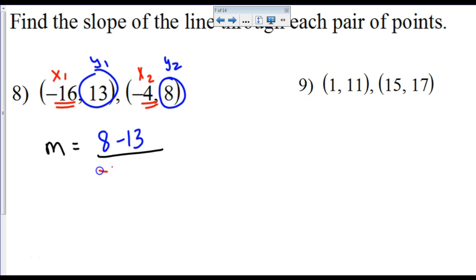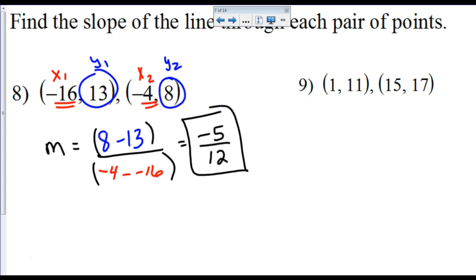So let's see what we have here. -4, careful with the negatives, minus a -16. Sometimes subtracting negatives is what messes with kids, so make sure that if you're typing on your calculator, you're calculating these separately. 8 minus 13 is -5, and then -4 minus -16 would be -4 plus 16, so that would be a 12. So our slope is reduced ratio of -5/12.